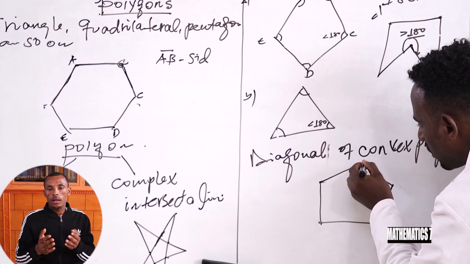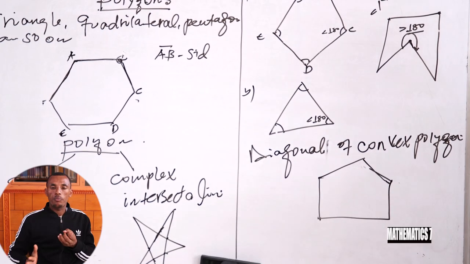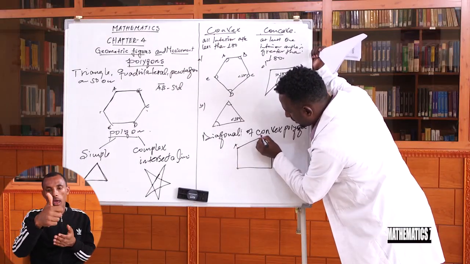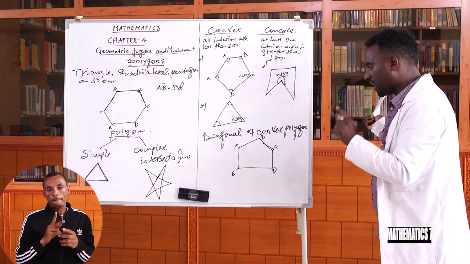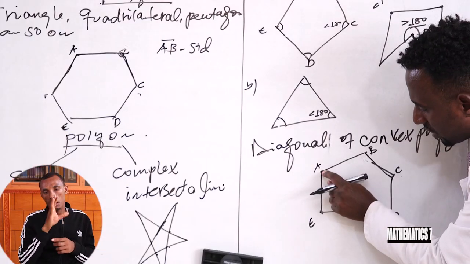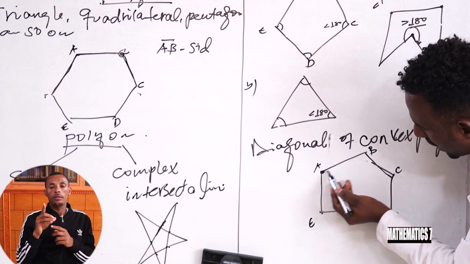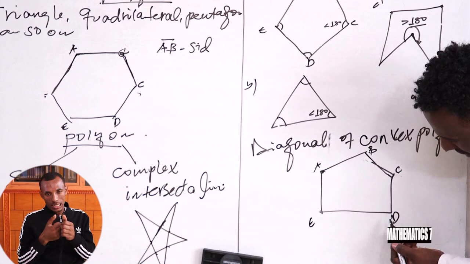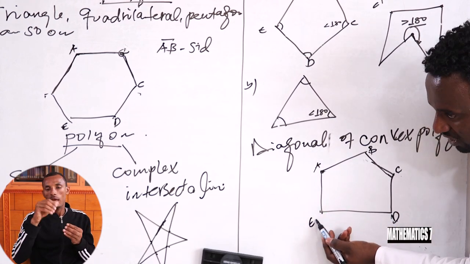Take a pentagon, let's see the diagonals of a pentagon. A pentagon has five sides, so let the vertices be A, B, C, D, E. We can draw the diagonal from the vertex A. You can draw to non-consecutive vertices. A and B are consecutive vertices. B and C are consecutive. C and D are consecutive. And also A and E are consecutive vertices.